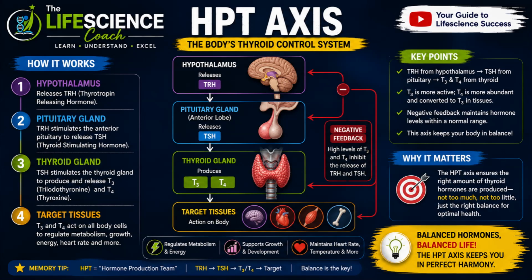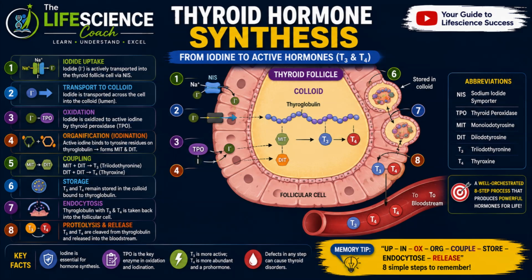This prevents excessive hormone production and helps maintain hormonal balance. Similarly, when thyroid hormone levels fall, the hypothalamus and pituitary increase TRH and TSH secretion, stimulating the thyroid gland to produce more hormones. Thyroid hormone synthesis is a multi-step process that requires iodine and specialized thyroid follicular cells.